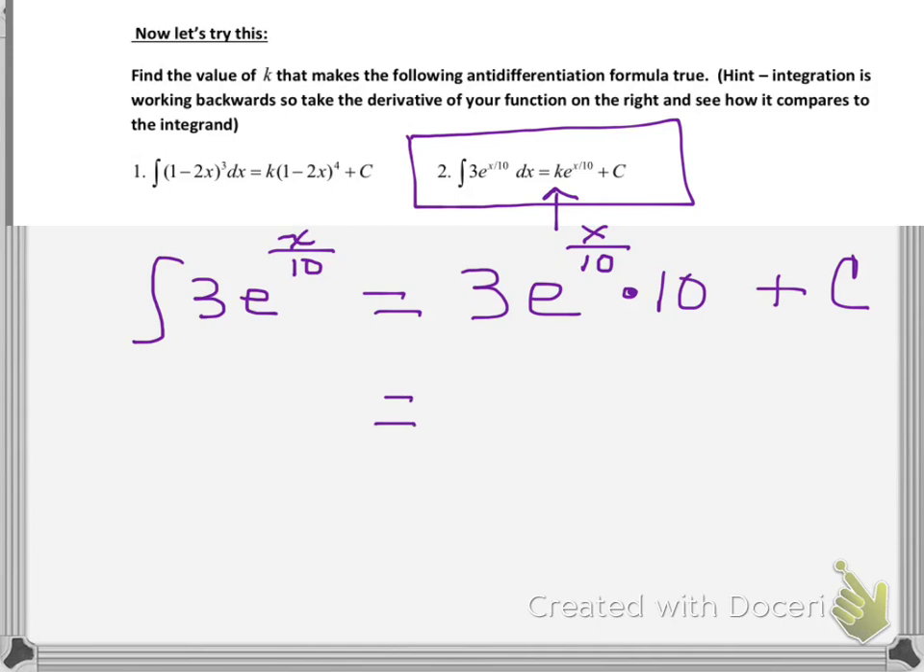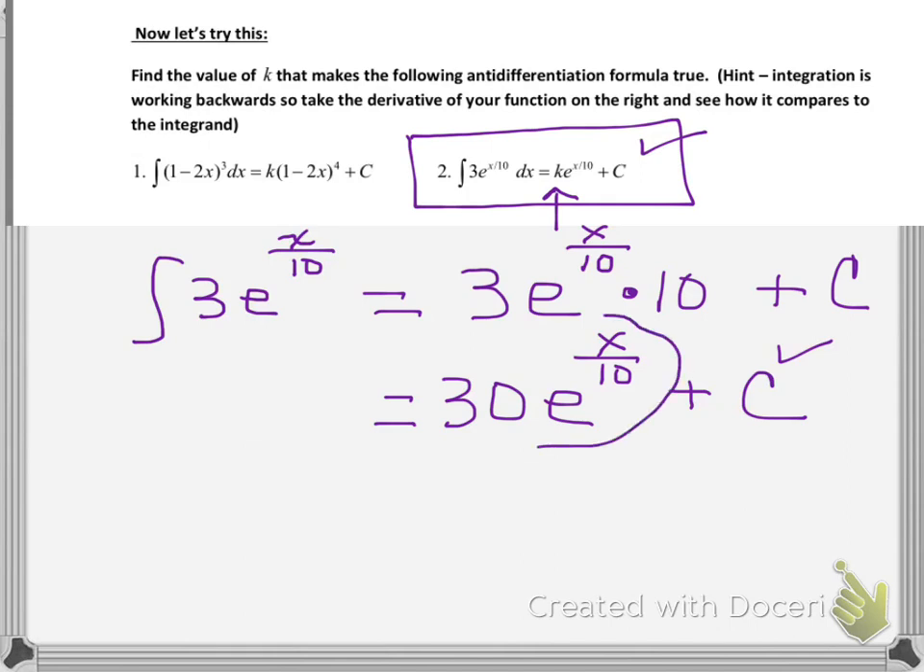Okay, so let's clean this up. The 3 and the 10, I can combine my multiplication. So that's 30e to the x over 10 plus c. All right, now we're going to compare what they have and what we have. Okay, we both have C's. We both have e to the x over 10. What's missing is the k. So in this situation, the k equals 30.